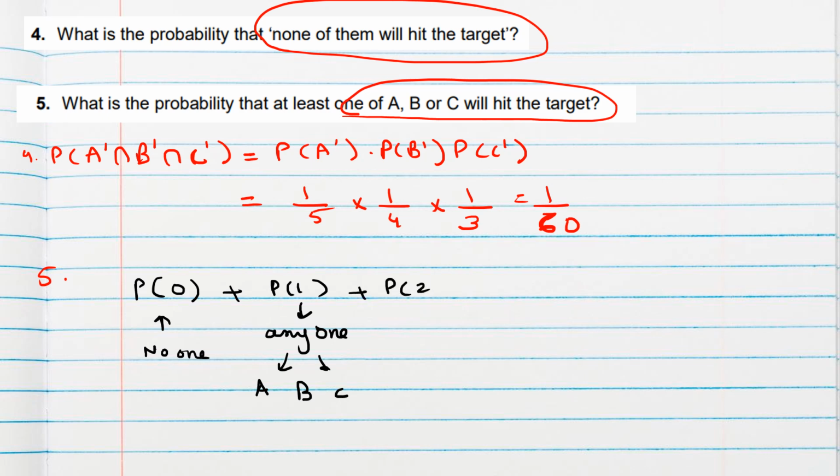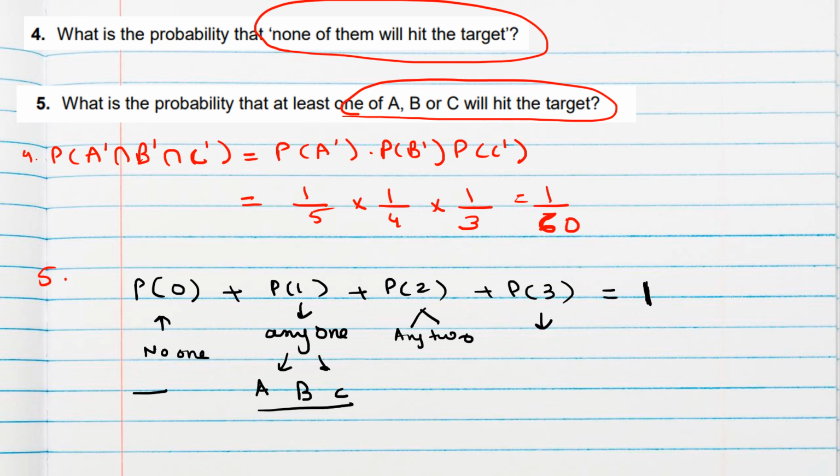Any P of 2 means any 2. So here 3 probabilities, here 1 probability. Okay. P of 2 means any 2 will hit. So any 2 we can use the question number 3 answer. Or P of 3 means all will hit. All these probabilities will sum up to 1.